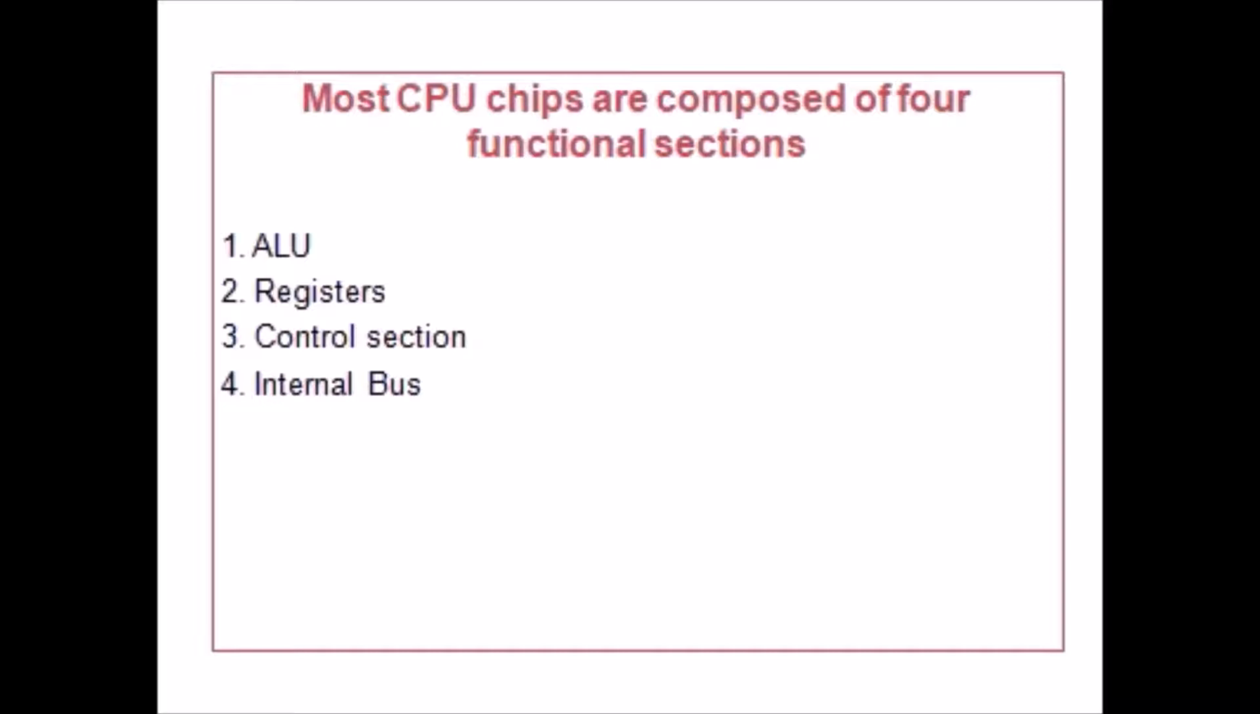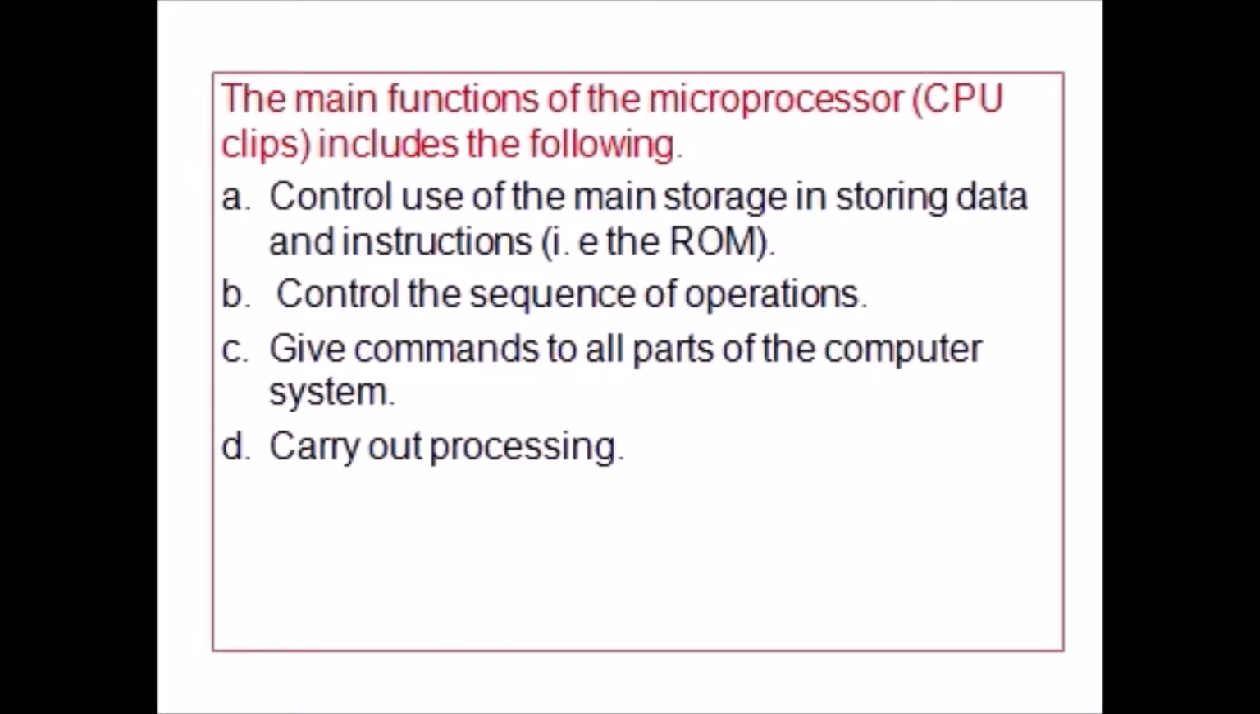The fourth one is the internal bus, a network of communication lines that connects the internal elements of the processor and also leads to external connectors that link the processor to the other elements of the computer. The main functions of the microprocessor, that is CPU chips, include the following. One, control use of main storage in storing data and instructions, that is in the ROM. Two, control the sequence of operations. Three, give commands to all parts of the computer system. And four, carry out processing.